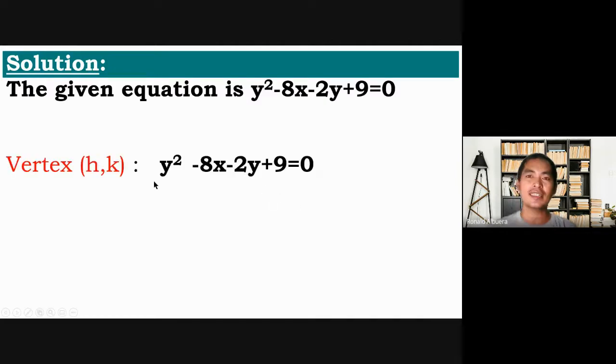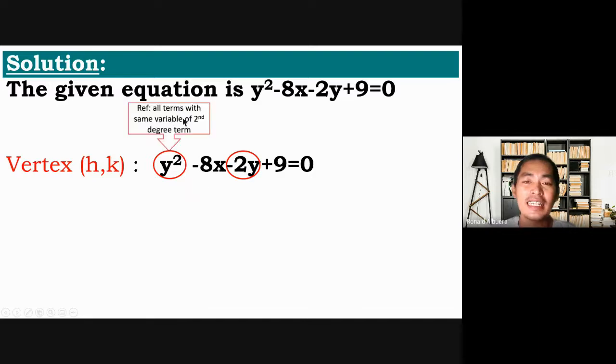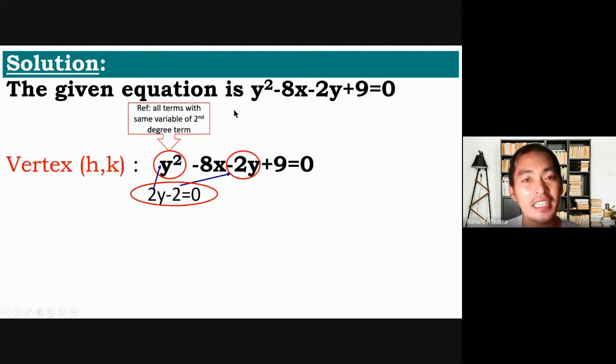Next is, what is the vertex of the given parabola? Okay? The vertex of the given parabola, of course, it's better if you write that in standard form. Pero alam nyo, may shortcut din ito. Okay? Ano ang shortcut ng pagkuha ng vertex? Get all terms with the same variable of second degree. Ang mga terms na may second degree natin ay y squared, so we have y squared and negative 2y.